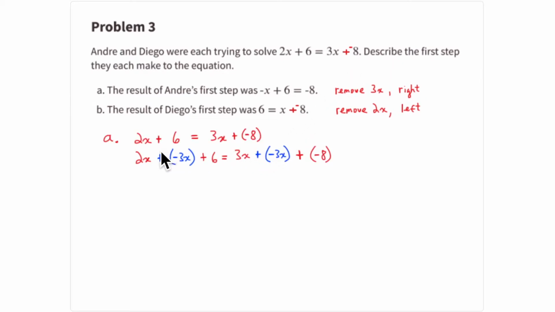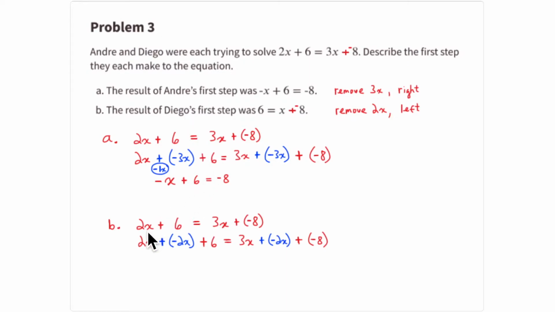So for Andre, 2x plus 6 equals 3x plus negative 8. If you add negative 3x to both sides, you're going to get rid of this 3x right here. So this becomes 0, and you're left with 2x plus a negative 3x equals a negative 1x. So this becomes negative x plus 6 equals negative 8. You probably want to stay away from a negative x if you can, and actually that's what Diego does.